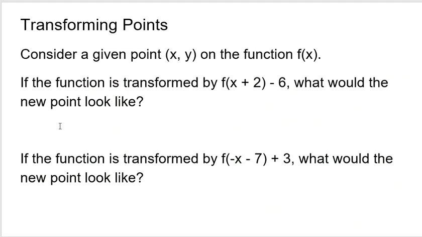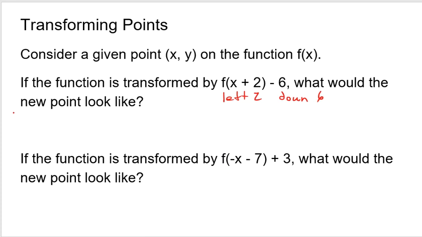All right, one more type of problem that's possibly going to come up in your homework is what happens when you have a point and you're transforming a single point. So imagine we have a single point x comma y on the function f of x. I'm just being very generic here. Now, what if we're transformed by f of x plus 2 minus 6? Well, it's important to understand transformations, right? Plus 2 is left 2. Minus 6 is down 6.